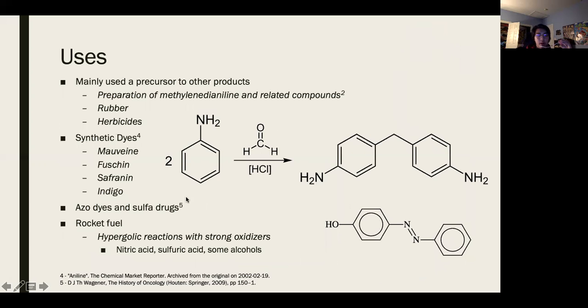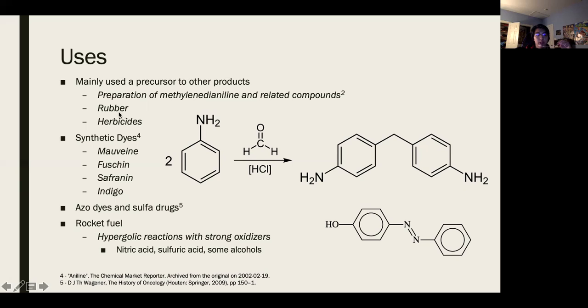So here are all the uses that aniline is used in. Its main usage is as a precursor to a lot of other products, the majority of which is methylene dianiline, which is shown in this reaction here. We have two aniline molecules that interact with hydrochloric acid, the ketone falls off, and then we're left with methylene dianiline.